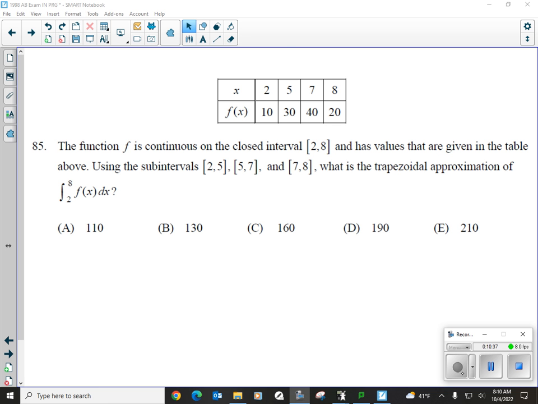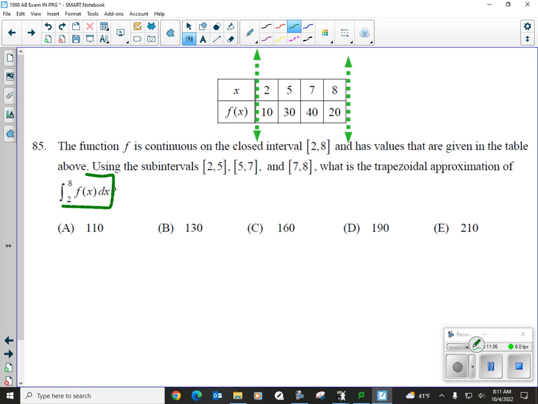85. Okay, something a little bit more manageable. The function f is continuous on the closed interval from 2 to 8, from here to here, and has values that are given in the table above. Use the subintervals 2 to 5, 5 to 7, and 7 to 8. What is the trapezoidal approximation of the integral?